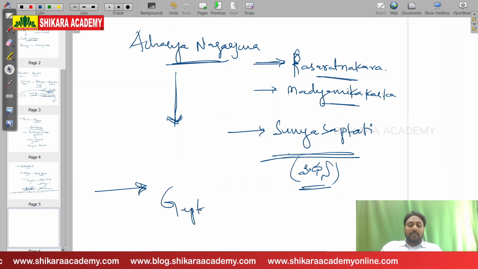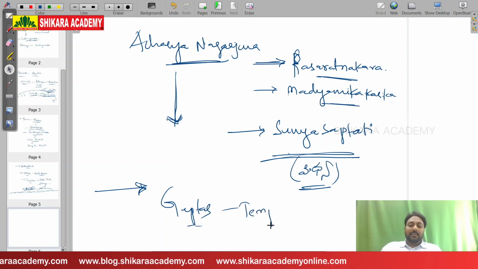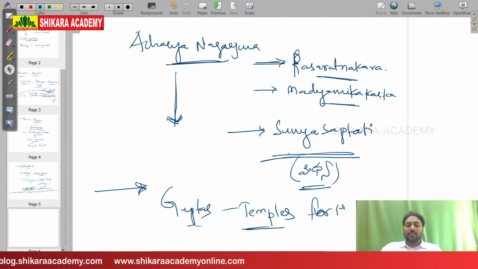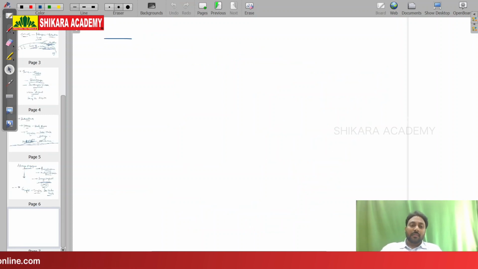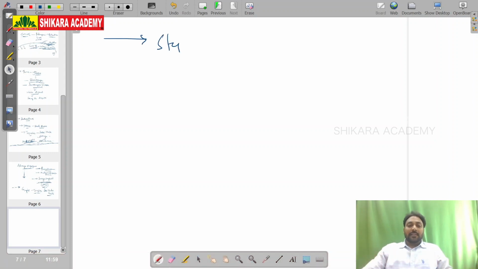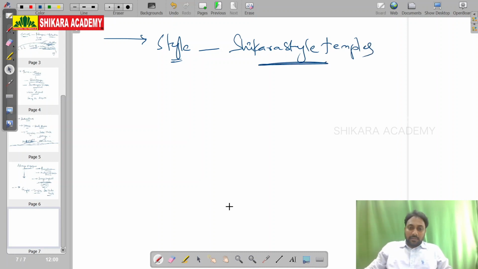And Guptas started for the first time constructing temples in India. Hindu temples for Hindu gods. Guptas for the first time started constructing temples for Hindu gods. And they have a particular style, called Shikara. Shikara style temples. How does this Shikara style temple look?